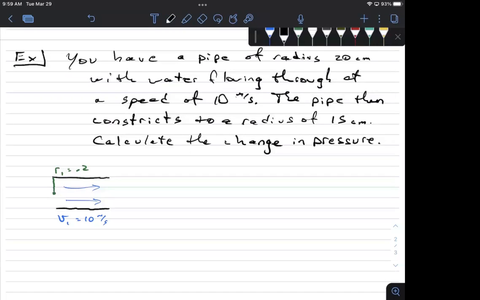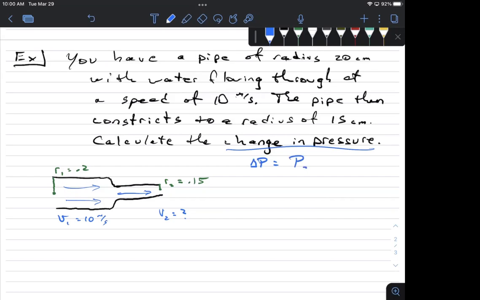Then, sometime down the line, the pipe constricts to a new radius. So it constricts, becomes smaller. And I know in this part of the pipe, the radius now, R2, is 15 centimeters. So again, converting to meters, that becomes 0.15. And we have the fluid flowing through this part of the pipe, but we don't know its velocity. We're not told in the problem, but that's okay. This is everything we know. And what is it I'm looking for? Well, the change in pressure, that's a capital P, not a little p.